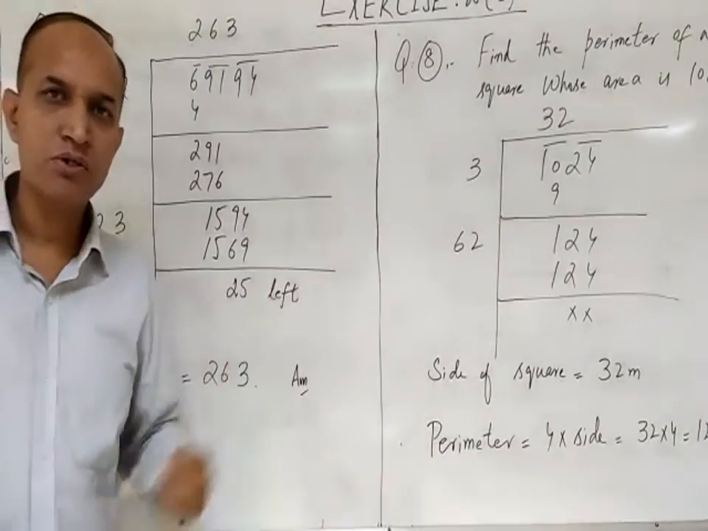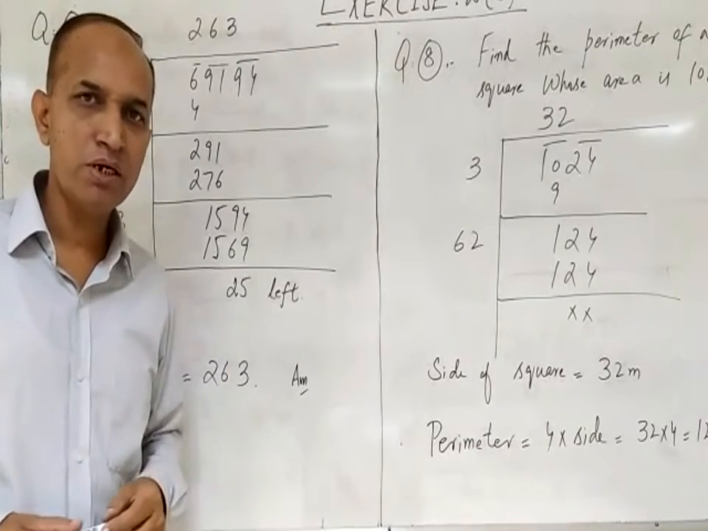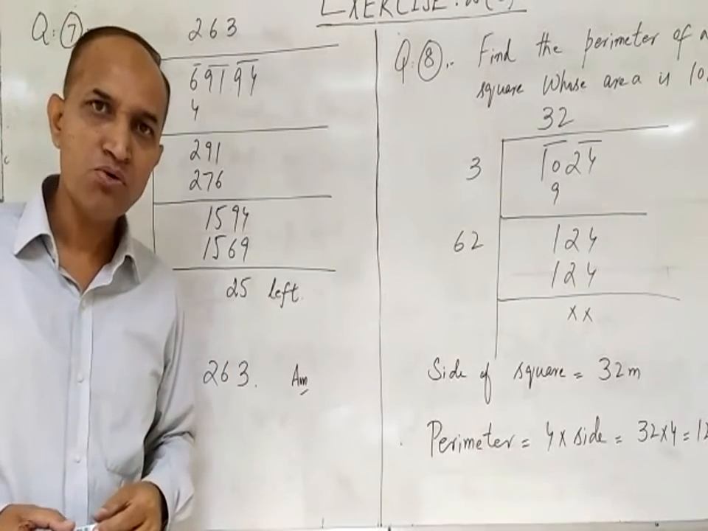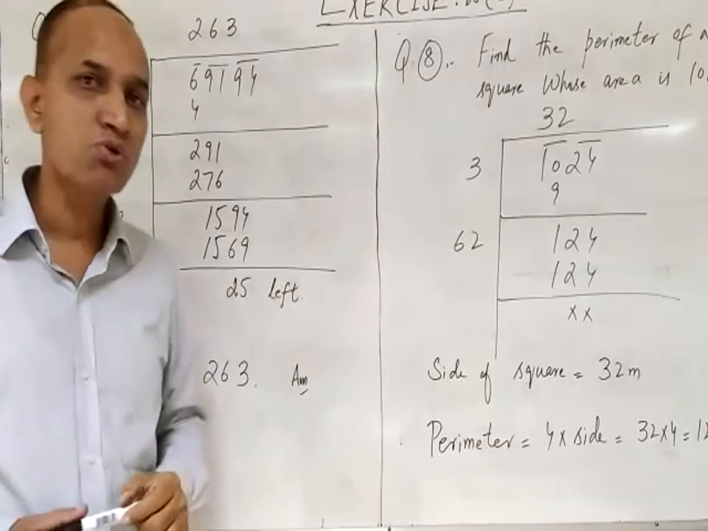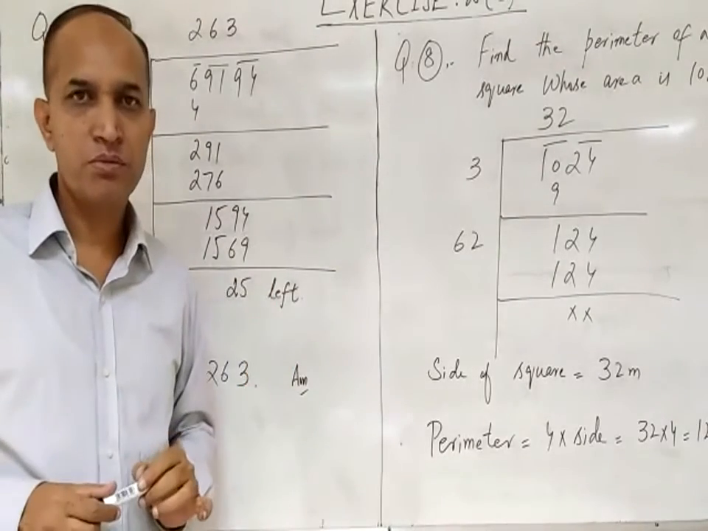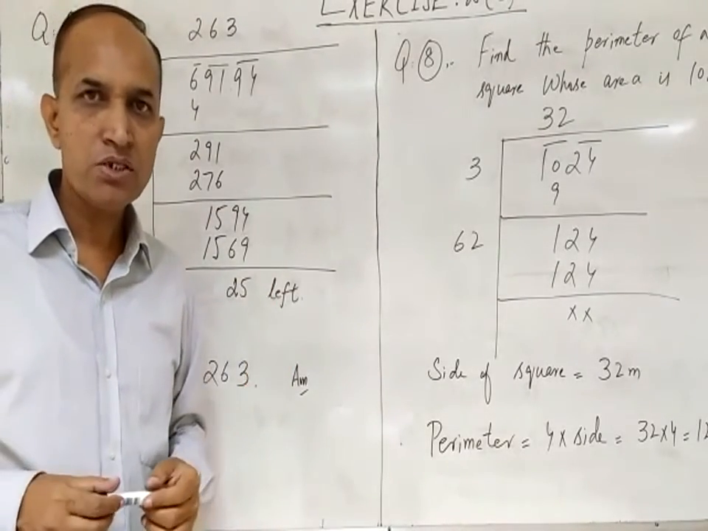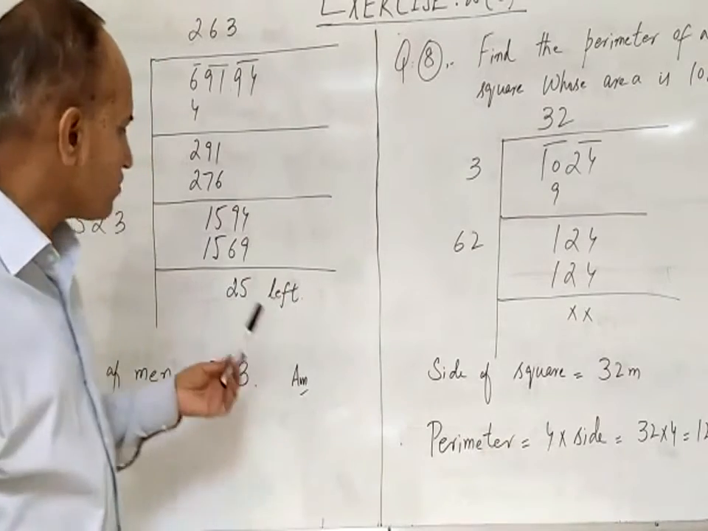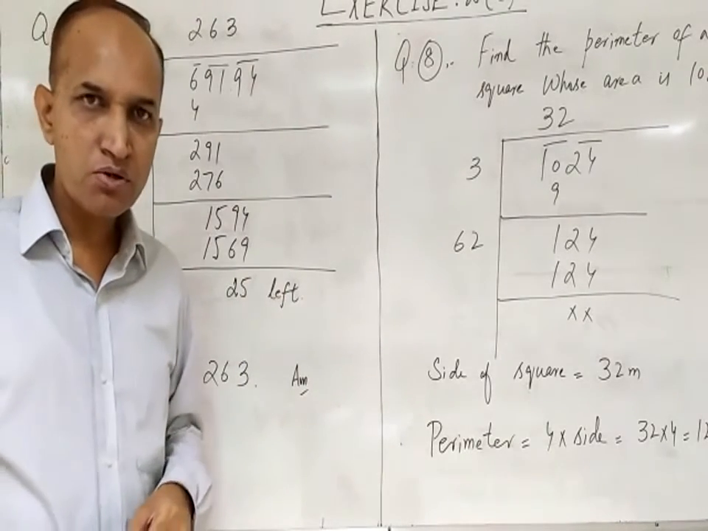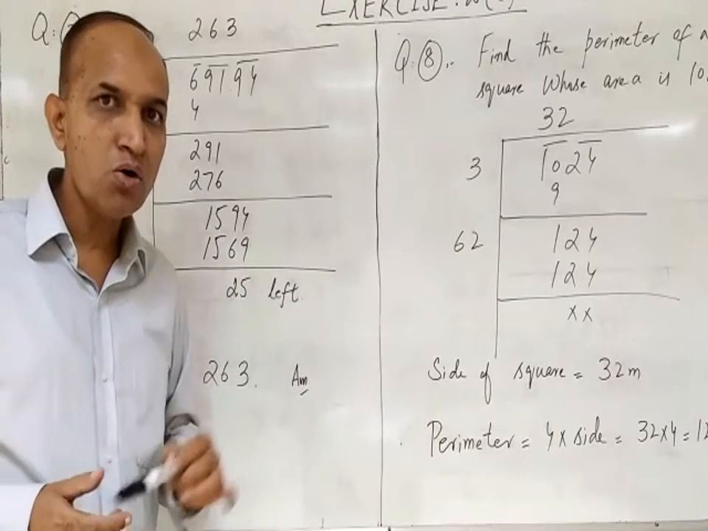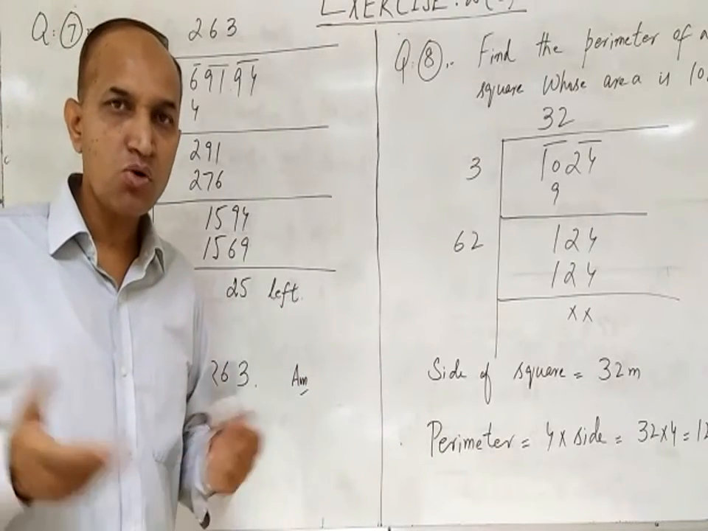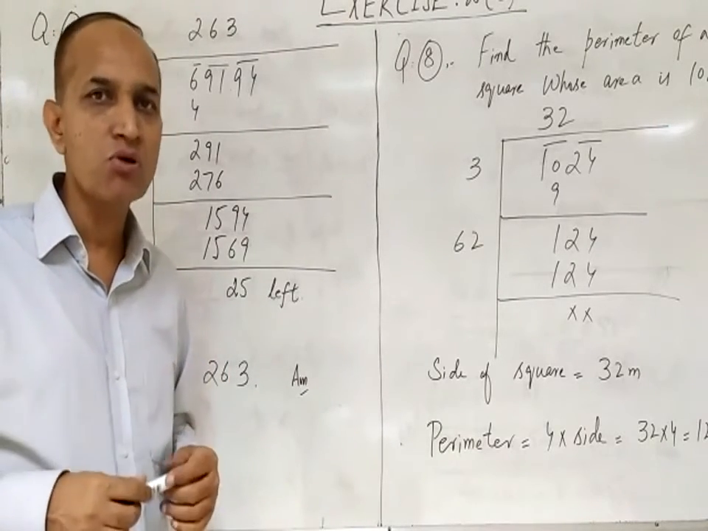Dear students, in question number 7, we are given that a general drew up 69194 soldiers in a square shape, and then we saw that 25 soldiers are left. The question is this: how many soldiers are in one row, in each row? So how can we find? We find the square root of this.